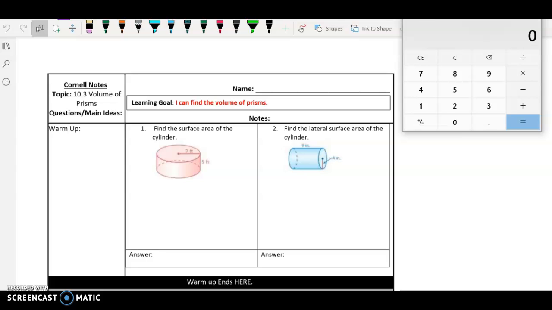We are starting 10.3, which is volume of prisms, which means that our learning goal is that I can find the volume of prisms. Before we get started, I want you to do the warm-up. So do number 1 and 2.